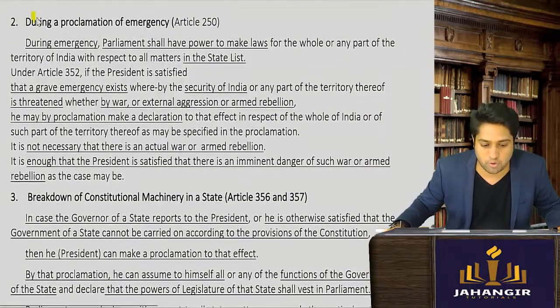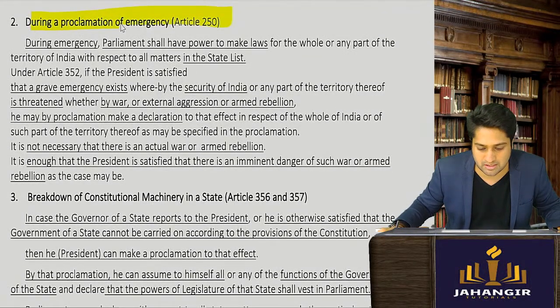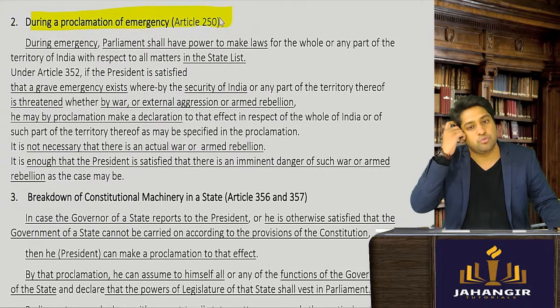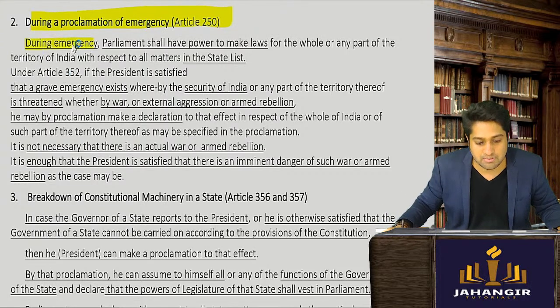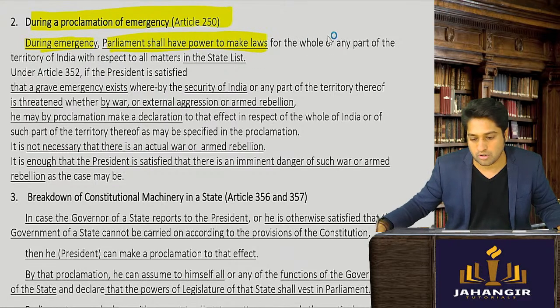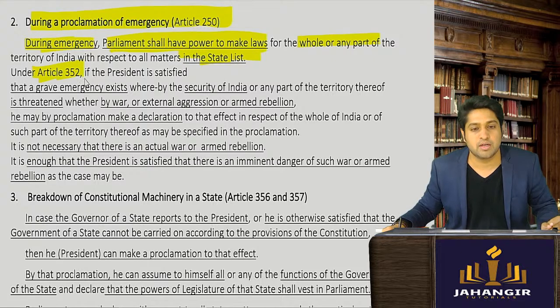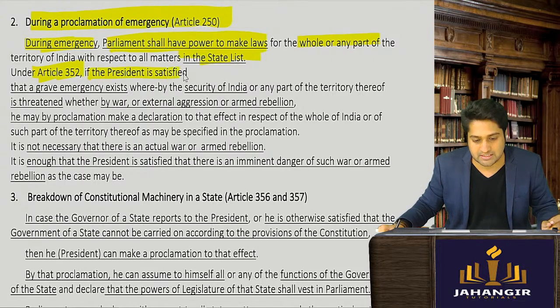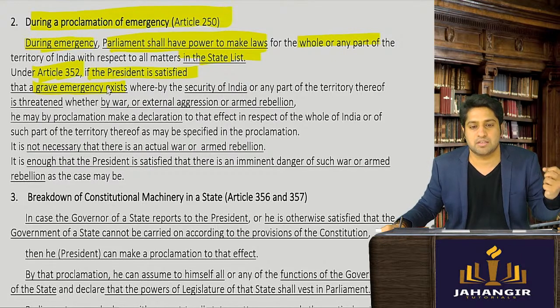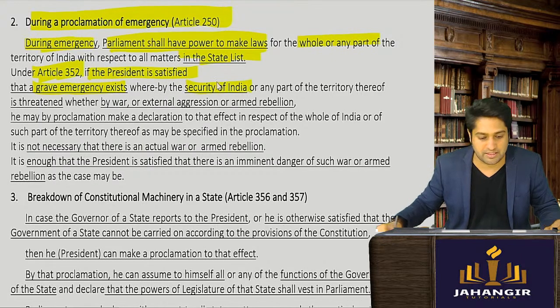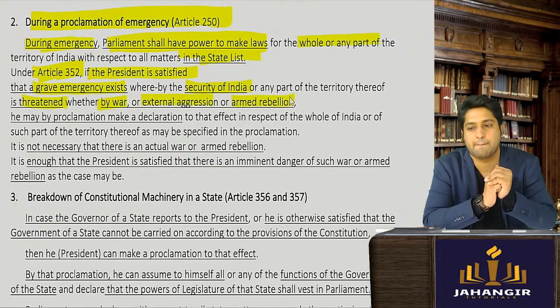Next is when there is a proclamation or declaration of emergency under Article 250. So during emergency, the Parliament shall have the power to make laws for the whole or any part of India mentioned in the state list. Under Article 352, if the President is satisfied that a grave emergency exists whereby the security of India is threatened by war, external aggression or armed rebellion.